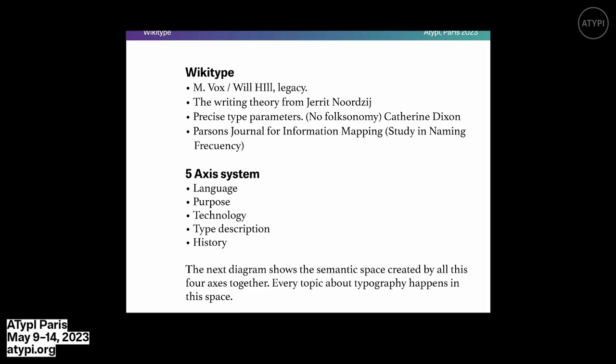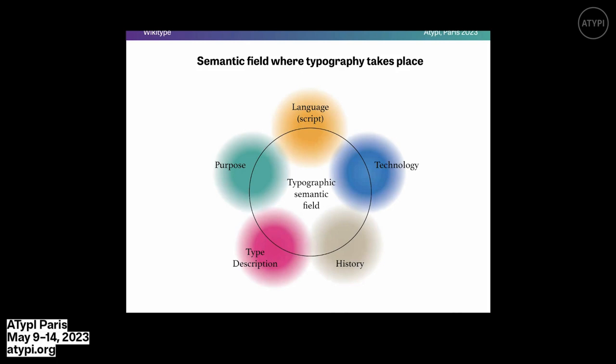A five-axis system that considers language or scripts, the purpose, is it web or print, as a first category. Technology, this is important. I will explain this furthermore. Type description, of course, and history. The next diagram shows the semantic space created by all these four axes together, and every topic about typography happens in this space. This is a semantic field where typography takes place.